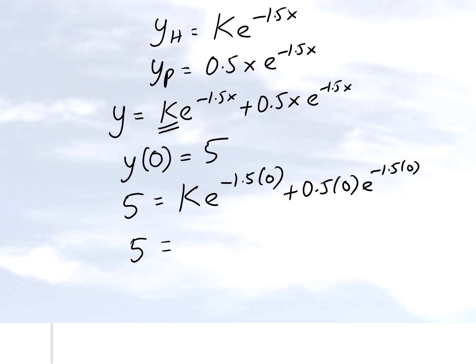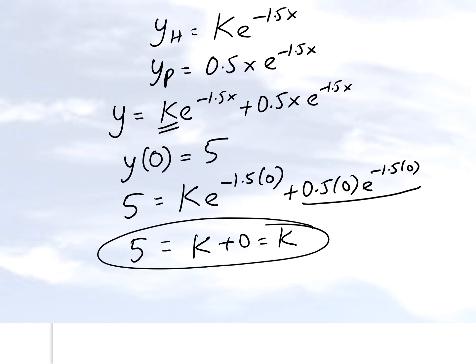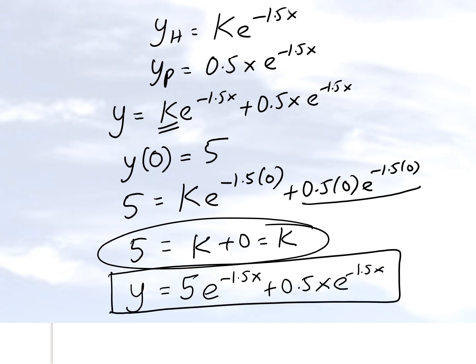And that gives me 5 is equal to k. This part is 0, that's k. So k is equal to 5. So since k is equal to 5, the complete solution is 5 e to the power minus 1.5x plus 0.5x e to the power minus 1.5x, and that is the solution which you were looking for. And that's also the end of this segment.